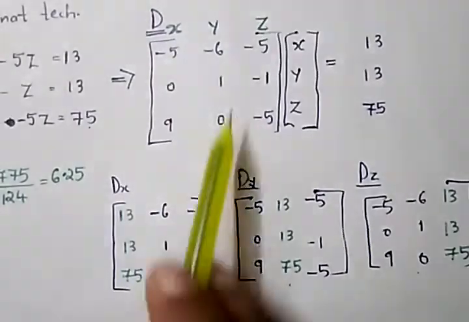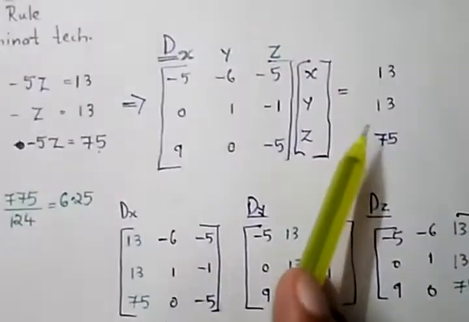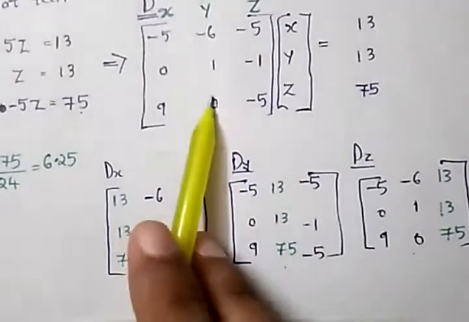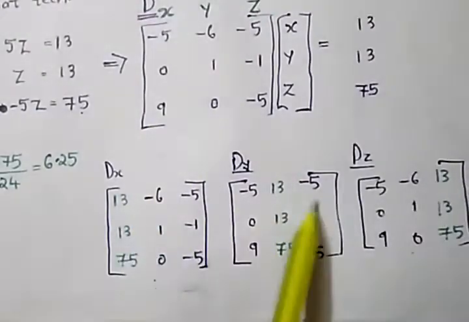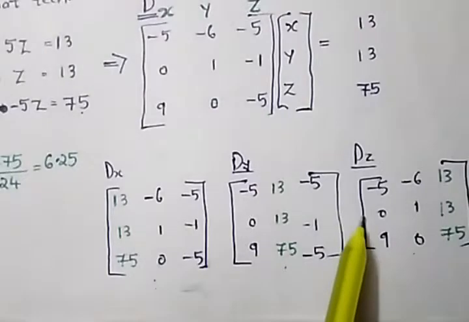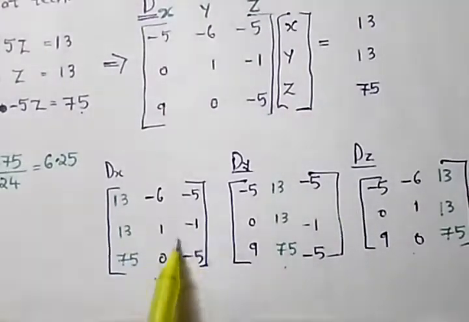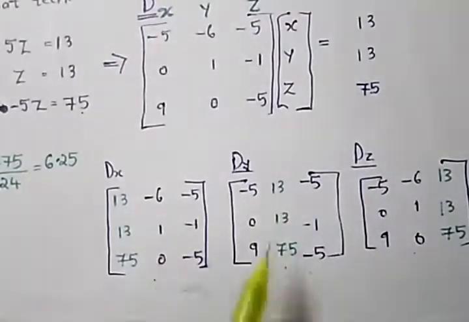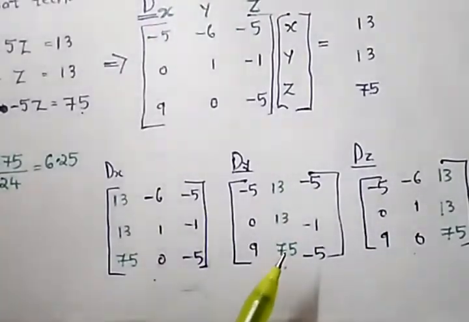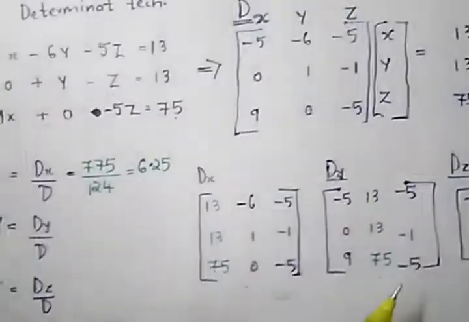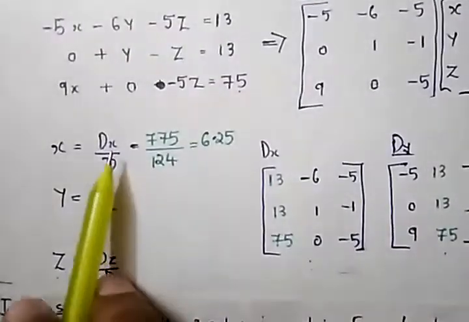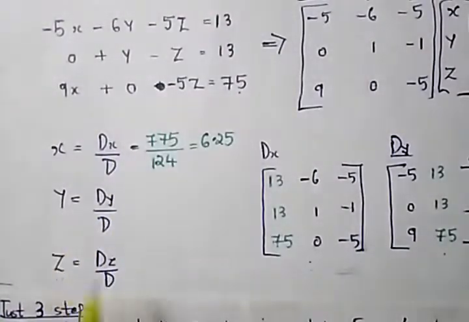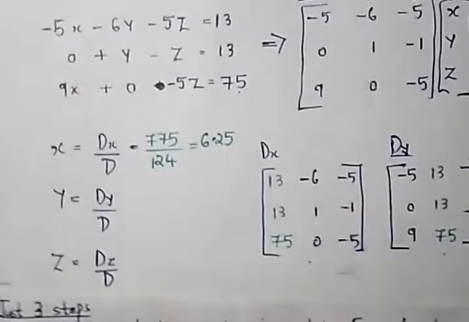Similarly, the y matrix. Replace the y column with the RHS values. The y column I have replaced with RHS values, and the other two columns write them as they are. Similarly, the z matrix. And now find the determinants of these three matrices, which are dx, dy, and dz. They are the determinants of these matrices. Step 2 finishes here. Now step 3 is just divide the values to get the value of x. Do dx by d. Similarly for the values of y and z. That's it, the method ends there.